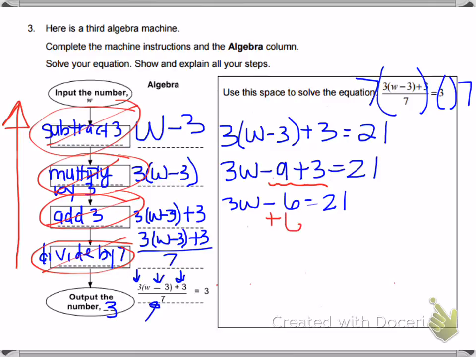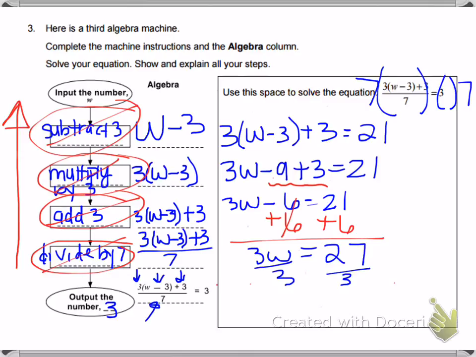So at this point, you'd add 6. You'd have 3w equals 27. And then divide both sides by 3. And you still get w equals 9, just like we got last time. It's just a different way to do it. But again, I think there's less room for error when you do the constructing, deconstructing approach. And it also really helps you understand what it means to solve an equation. You're just breaking something down that had already been built.